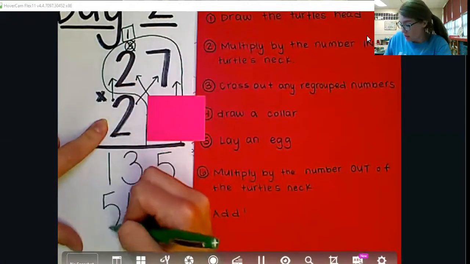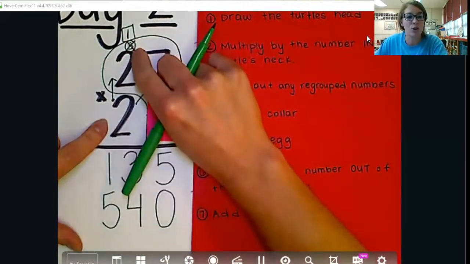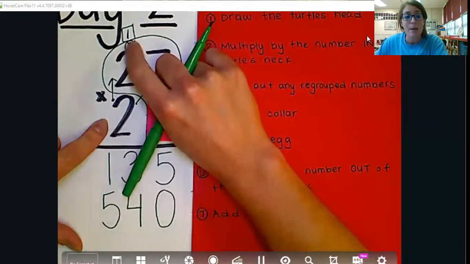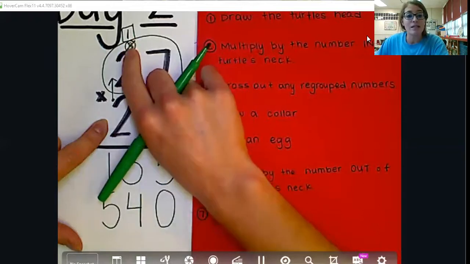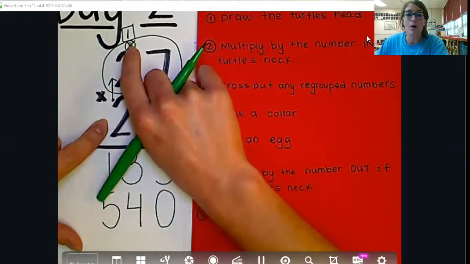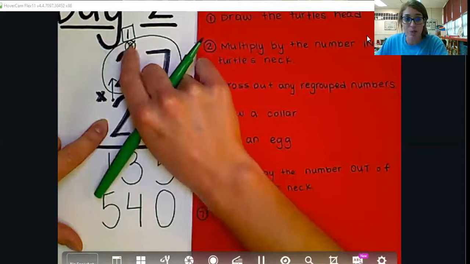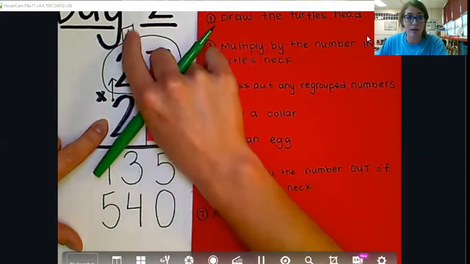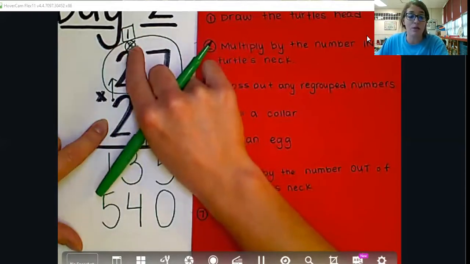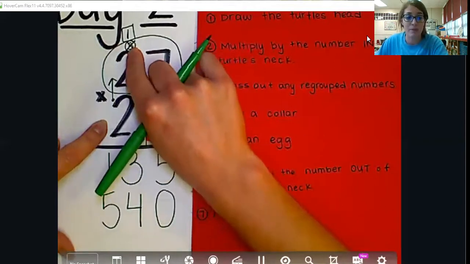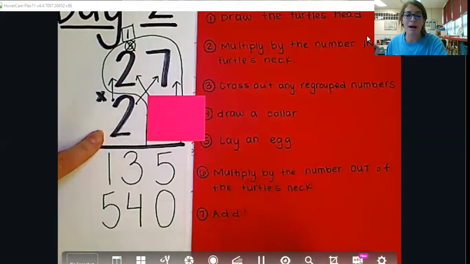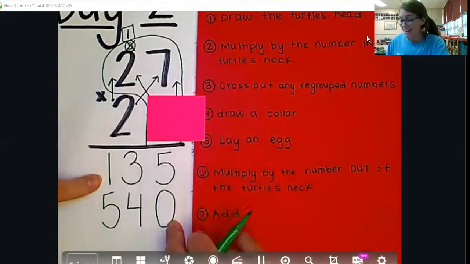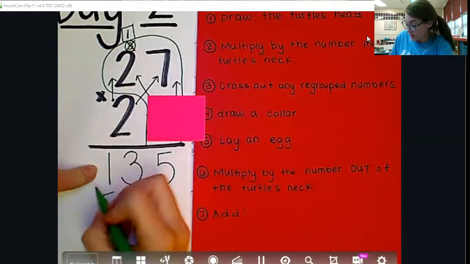Very good. Do you see how it helps that I've crossed this other regrouped number out? Because I had to regroup with this 14 and that 1 came up there. This being crossed out helped me know I'm not going to use this one anymore. And I realized that I needed this one instead. Okay, so crossing out these regrouped numbers is a very important step. Alrighty, so we have multiplied by the number outside of the turtle's neck, and my last step is just to add these two numbers together.